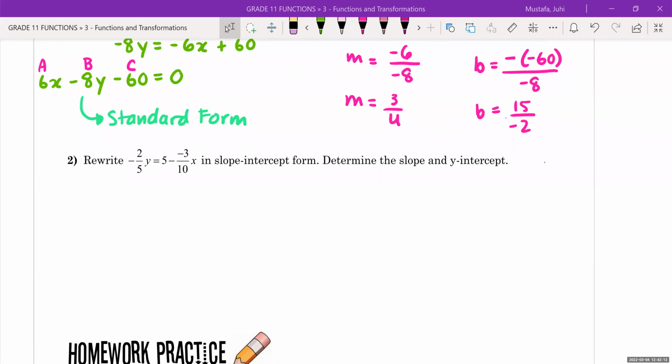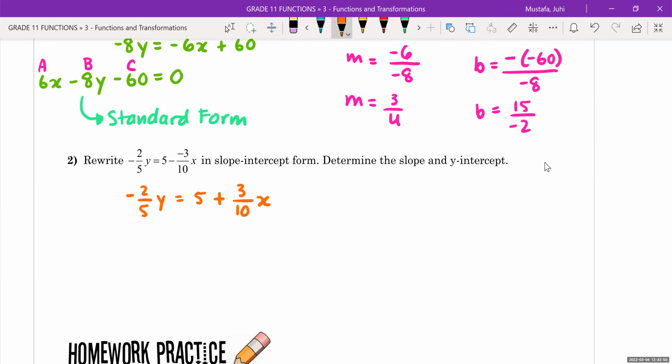Question number 2, rewrite in slope-intercept form. So now we want to get into y is equal to mx plus b form, and then from there, determine the slope and the y-intercept. All right, now keep in mind, you guys, for slope-intercept form, you can have fractions, you can have negative numbers. The only key point is the y needs to be all by itself. So first I'm going to start by rewriting it. Negative 2 over 5y is equal to 5 minus, and see those two, the minus and the negative, it's just going to become positive 3 over 10x.